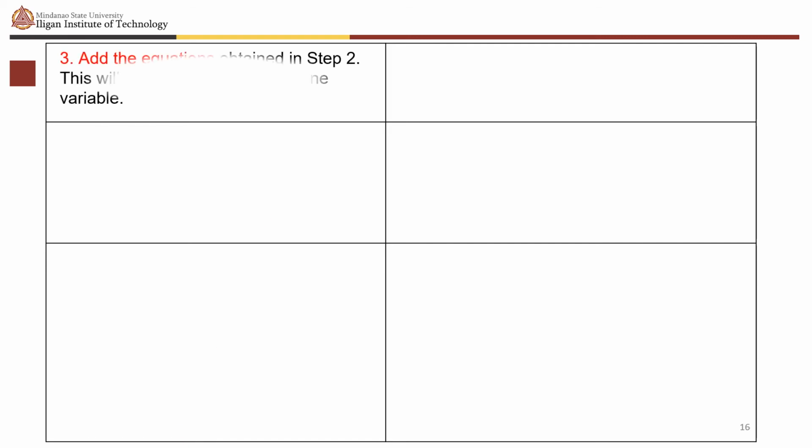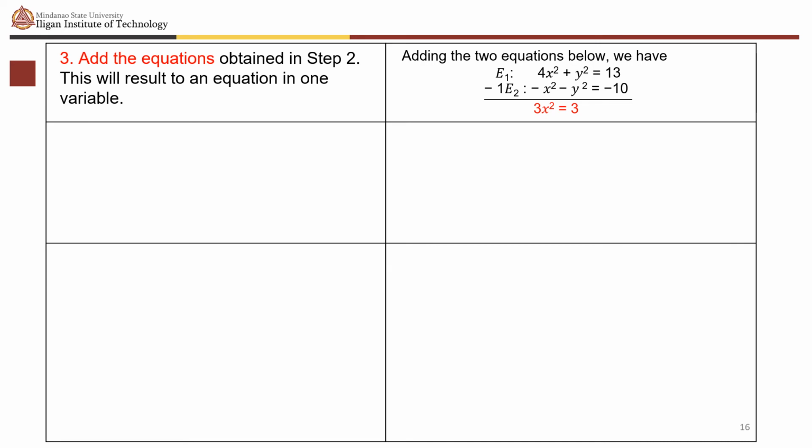So the next step would be to add the equations obtained in step 2. This will result in an equation in one variable. So we have it here. E1 is 4x squared plus y squared equals 13. The negative of E2 will give us negative x squared minus y squared equals -10. So adding these two, 4x squared minus x squared will give us 3x squared, y squared minus y squared is 0, and what is left here is 13 minus 10, which will give us 3.